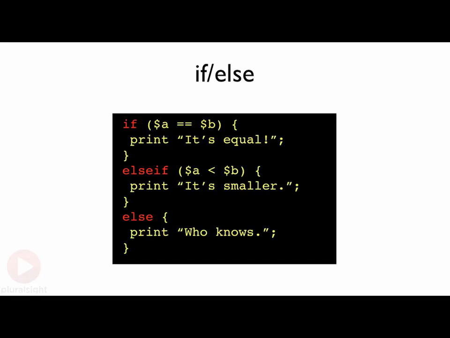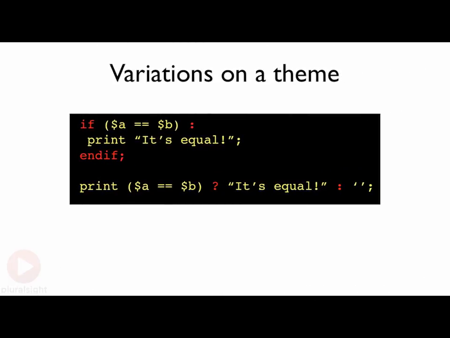The if-else statements in PHP have a couple of syntax variations that you'll frequently run into in Drupal themes. The first is a colon notation, where again, the logic is the same. We're saying if A is equal to B, then print "it's equal," otherwise end the statement.